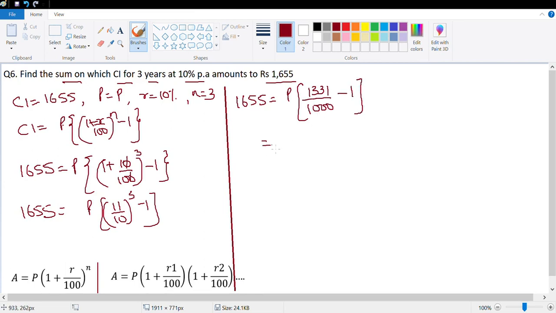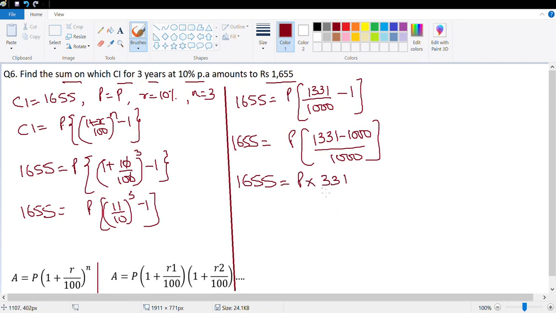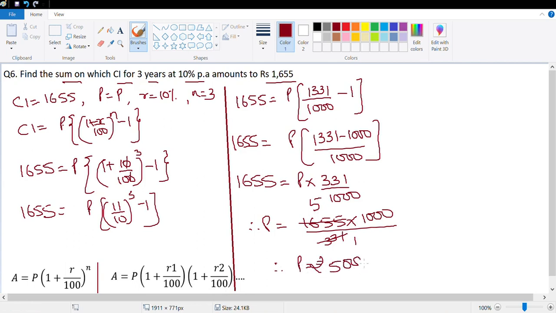minus 1. Let's take LCM, and what we get is 1331 minus 1000 upon 1000, and this is equal to 1655, which means 1655 is equal to P times 331 upon 1000, which means P is 1655 into 1000 upon 331. Now 331 into 5 is 1655, therefore principal is equal to rupees 5000. So 5000 rupees will give you a compound interest of 1655 in 2 years, sorry, in 3 years.